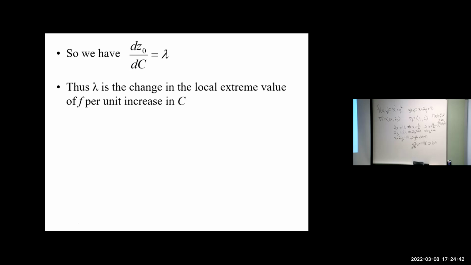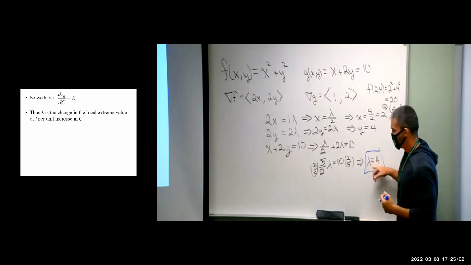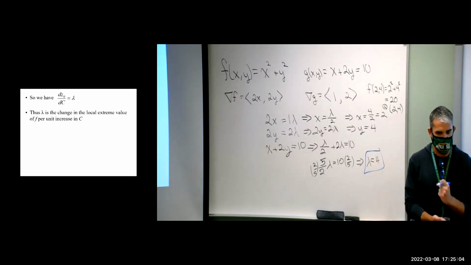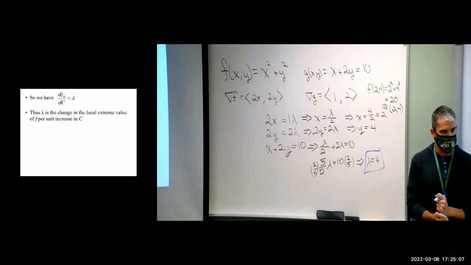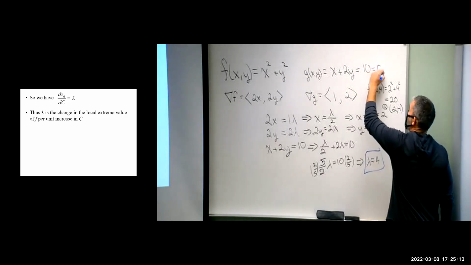All right, let's talk about how we would use that in our context over here. We found that lambda was 4. Okay, and again, this is going to take a second to process, but I'm hopefully going to get a problem for you guys to do today that will help you with this concept. Lambda is a change in the optimal value with respect to a change in the constraint. Our constraint here was 10.